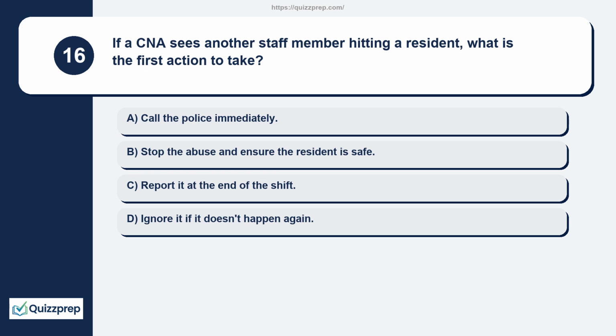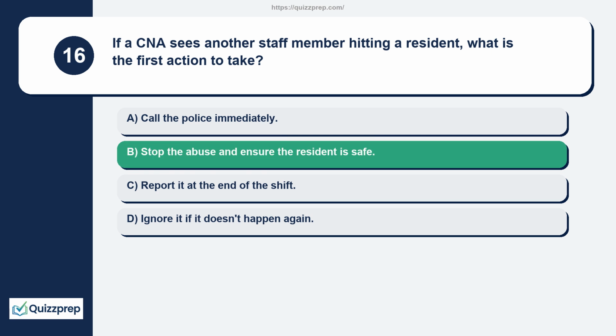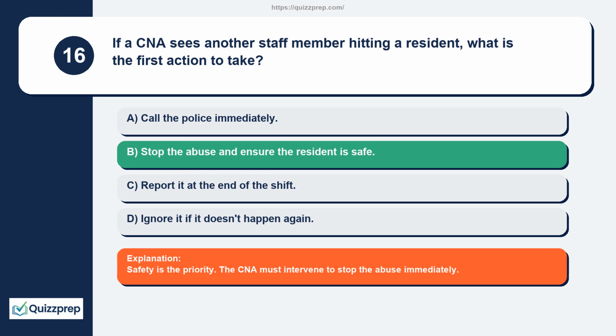Question 16. If a CNA sees another staff member hitting a resident, what is the first action to take? Call the police immediately, stop the abuse and ensure the resident is safe, report it at the end of the shift, ignore it if it doesn't happen again. Safety is the priority. The CNA must intervene to stop the abuse immediately.